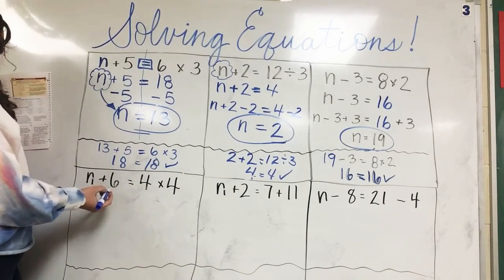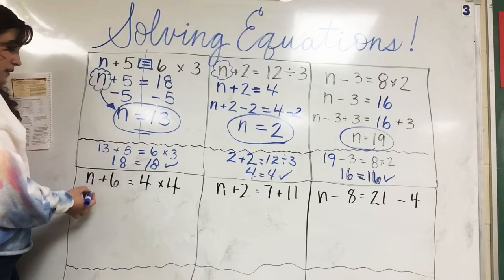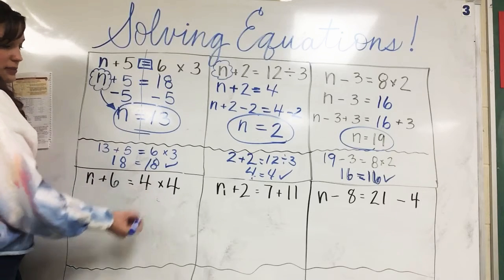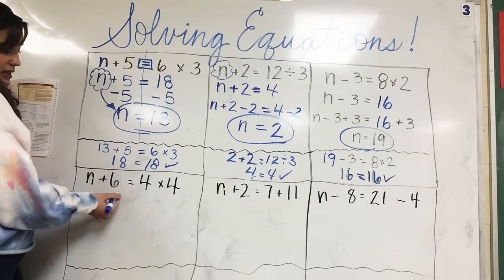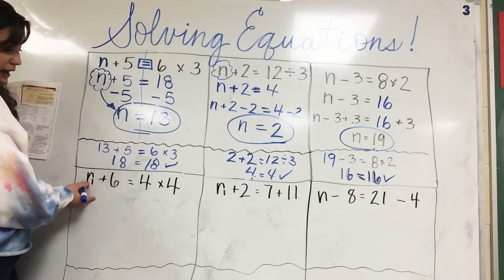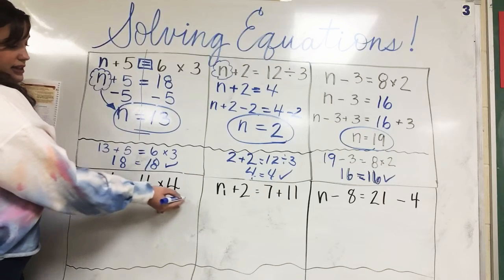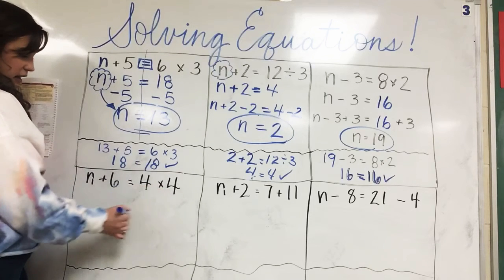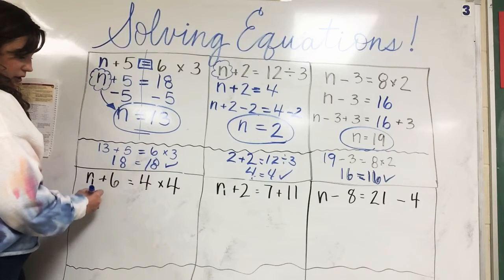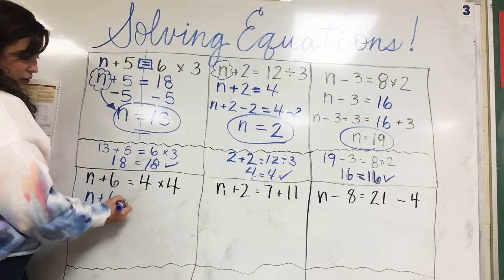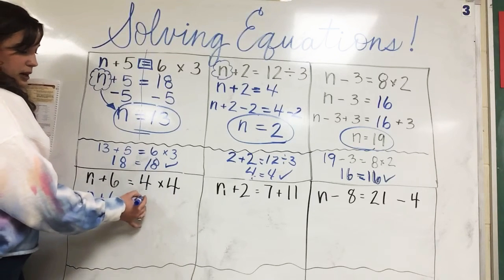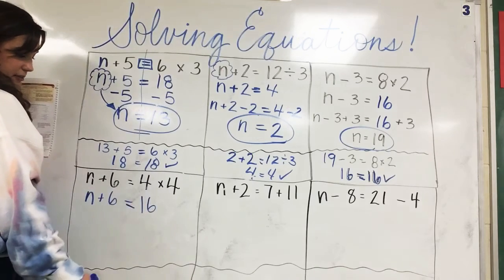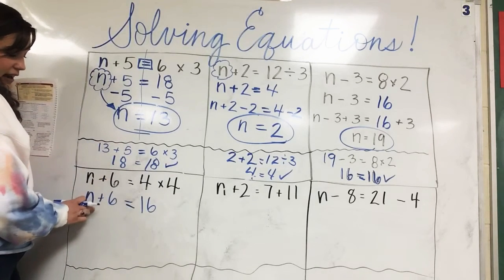So we have, for number 2a, we have n plus 6 equals 4 times 4. I'm on 2a. Don't forget 2a. Okay, n plus 6, this side still has our unknown. We can't solve it yet. We have to solve this first, 4 times 4, okay, like numbers. So we're going to do what? We are going to recopy this side of the equation down, and then we're going to solve this side. 4 times 4 is what? 16. Okay.